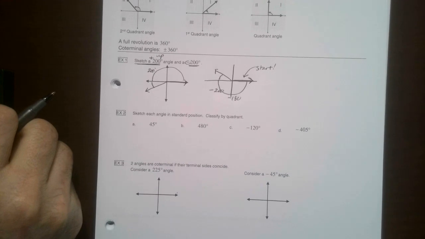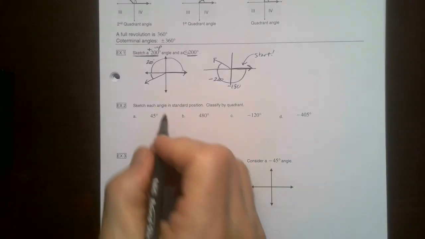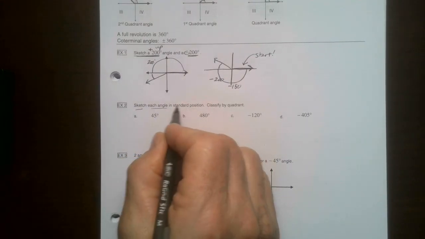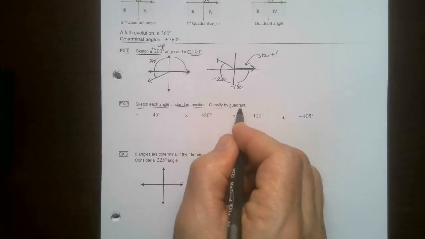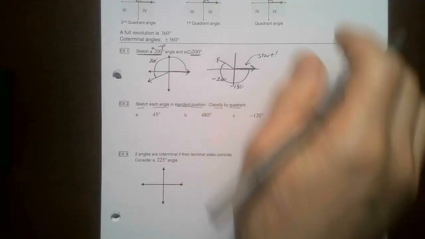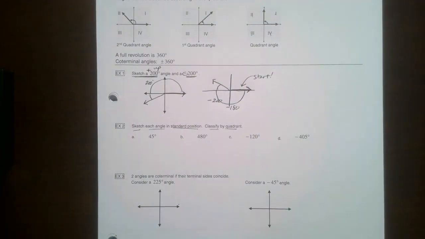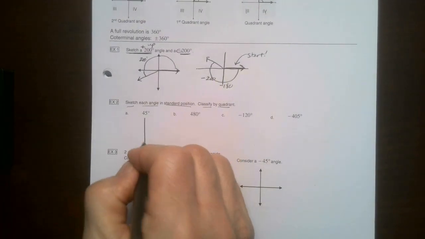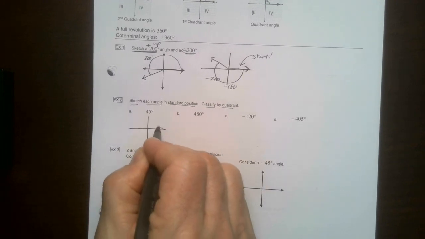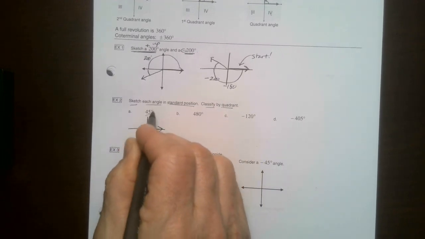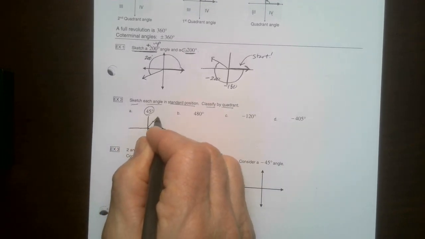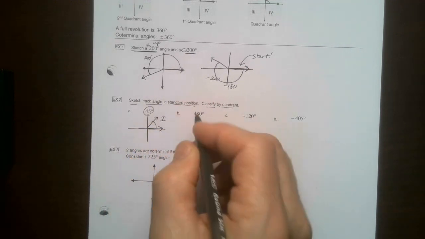It really is. Now this says, sketch each angle in standard position, classify by quadrant. And you can tell right up here, quadrant 1, 2, 3, 4. And you guys, this is familiar language, so we're just adding a step. So you start here, always up to 45 would be right about there, and you're in quadrant 1.